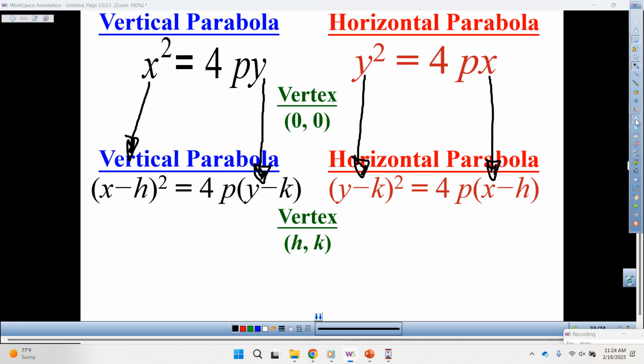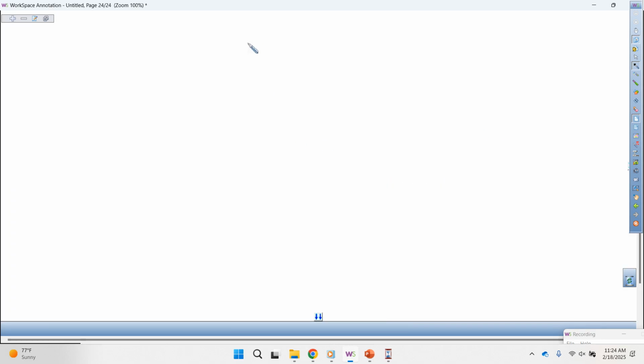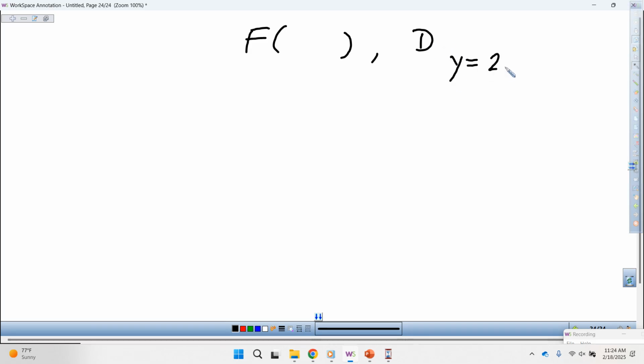So today, same idea. Look up. I'm going to give you a focus and I'm going to give you a directrix. And let's say the directrix is y equals 23. And the focus is no longer a 0 something. Now it's going to be like either 2, 3 like that. So by looking at the directrix, what equation comes to mind? When you look at the directrix, what equation comes to mind?